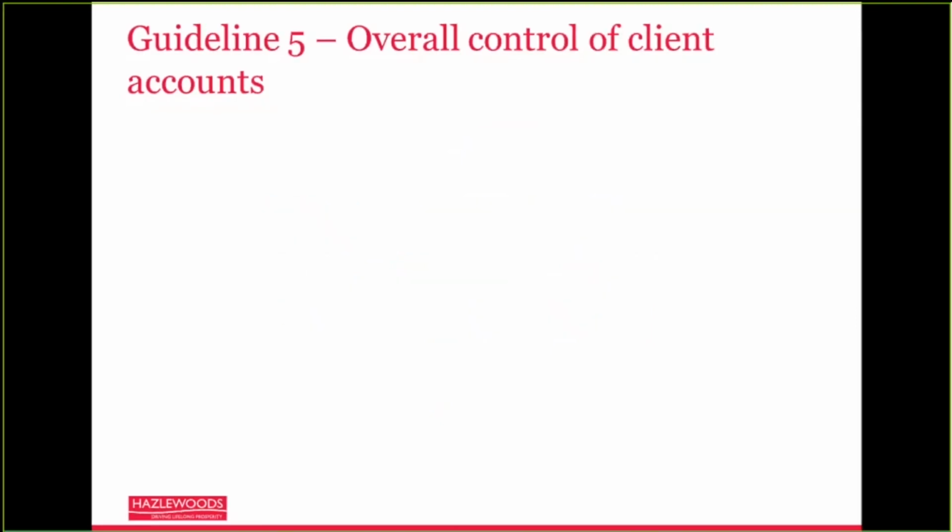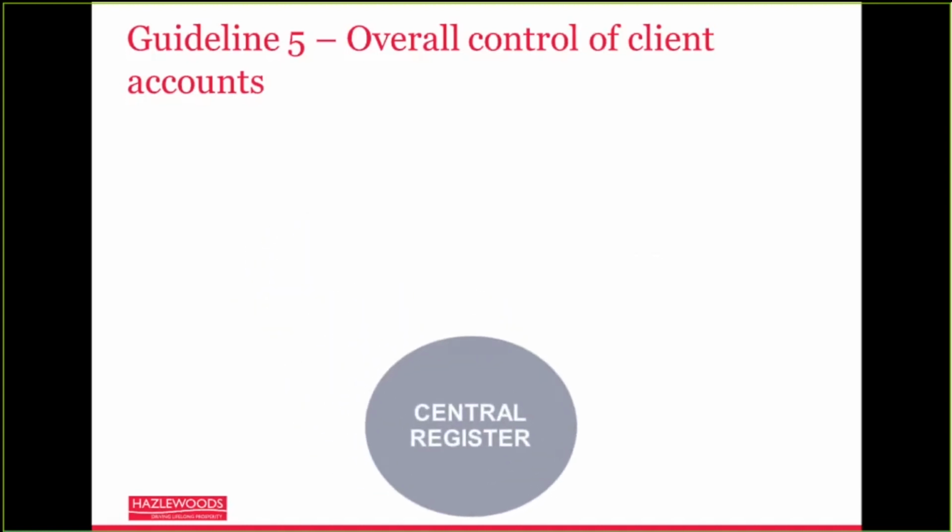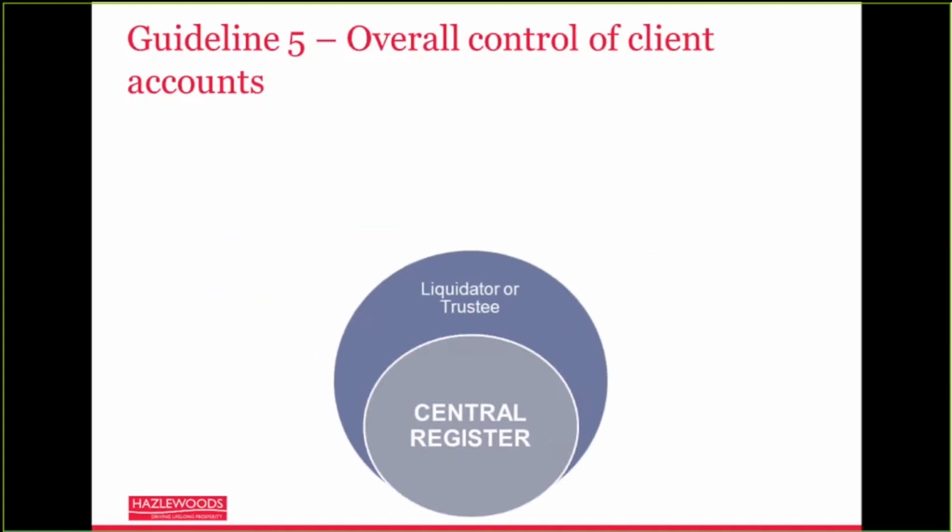Guideline 5, the final guideline, covers the overall control of client accounts. So we must keep a central register, which should include all general client accounts, any separate designated client accounts and office accounts, but we also need the register to include any other accounts held by the firm.